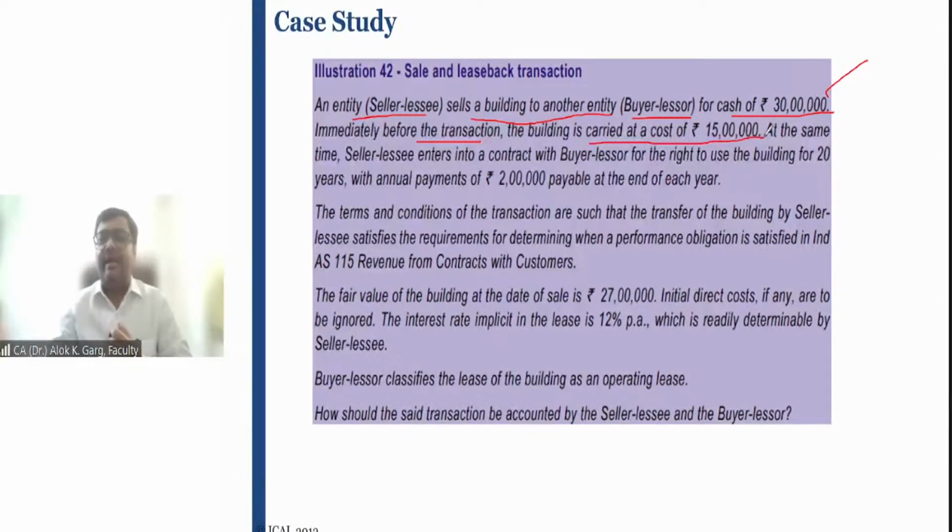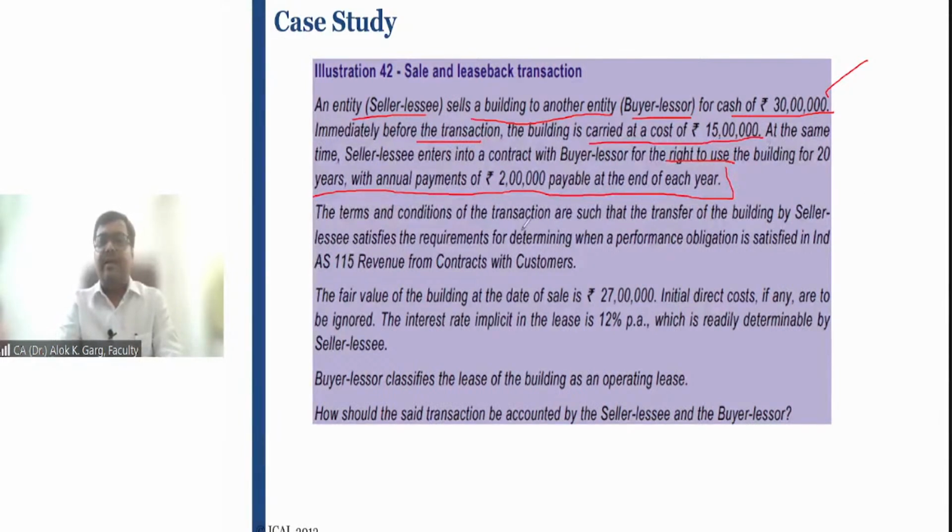So the cost was 15 lakh and the buyer has paid cash of rupees 30 lakh. At the same time, the seller lessee enters into a contract with the buyer lessor for the right to use the building for 20 years with an annual payment of rupees 2 lakh payable at the end of each year. So the seller becomes the lessee and the buyer becomes the lessor. The annual lease rental is 2 lakh rupees for 20 years, roughly 40 lakh that the seller has to pay, while he has received 30 lakh rupees. The carrying value is 15 lakh rupees, as given in this question.